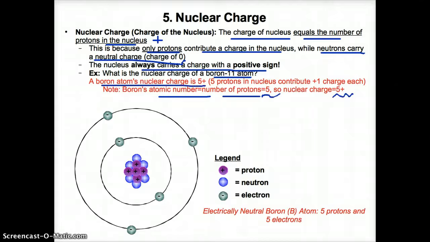Let's quickly explore why. If we look down here, we see that we have 5 protons in the nucleus of boron 11, shown by 5 purple positive spheres, and 6 neutrons in the nucleus, shown by 6 neutral blue spheres.